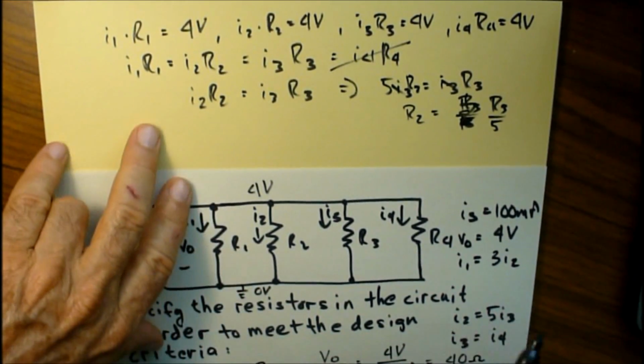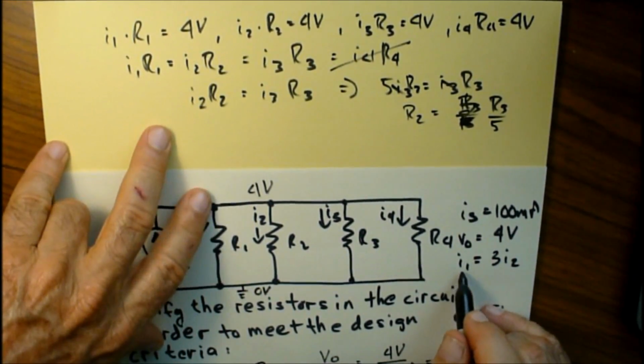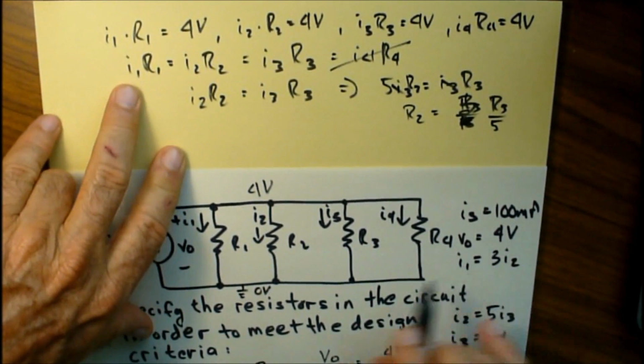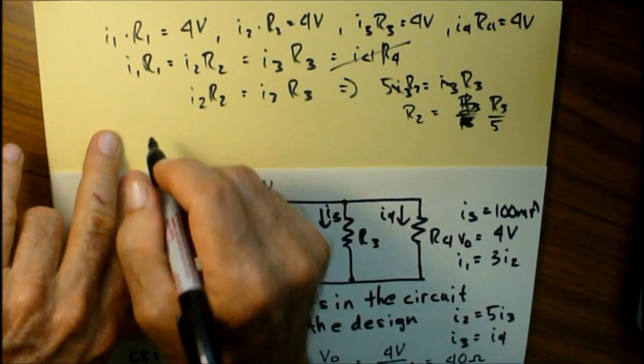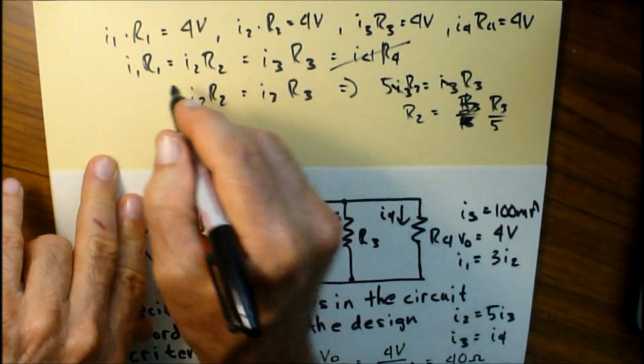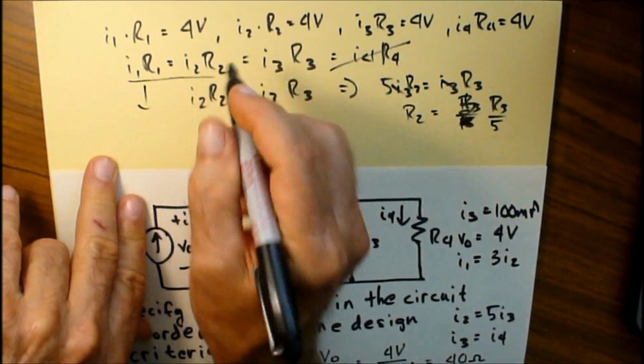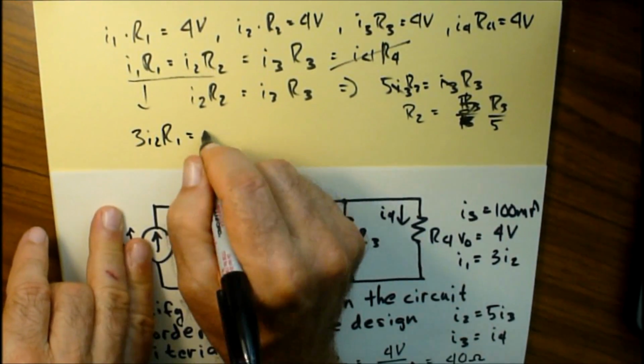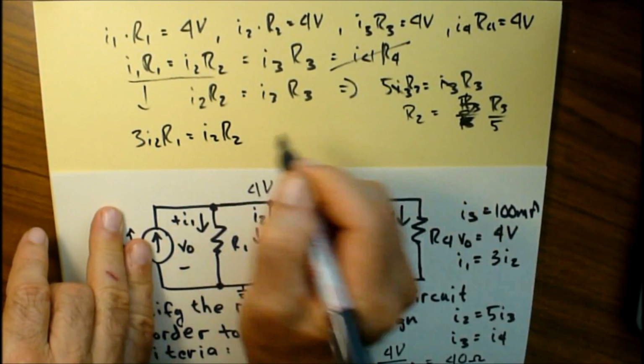Now, we also have a relationship: I1 is equal to 3 I2. Let's drop that in for I1. So let's use this relationship and say 3I2 times R1 is equal to I2 R2.